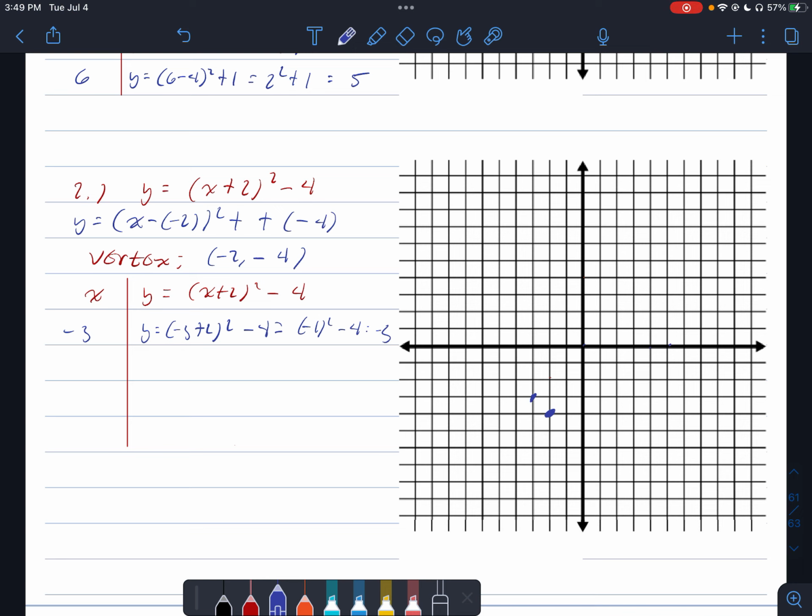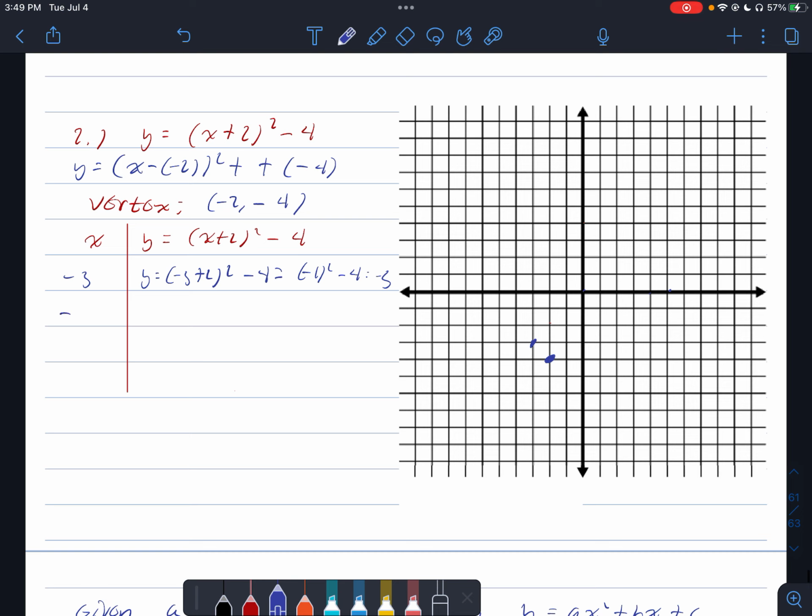So we'll have the point negative 3, negative 3. So now let's plot the point maybe negative 4. So we'll have y equals negative 4 plus 2 squared minus 4, which is going to be negative 2 squared minus 4. All right, negative 2 squared is just 4, minus 4 is going to be 0. So there we go.